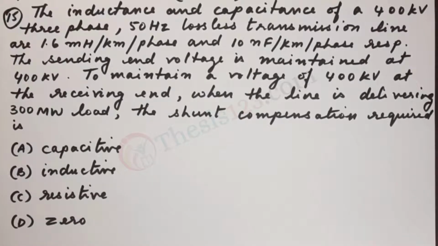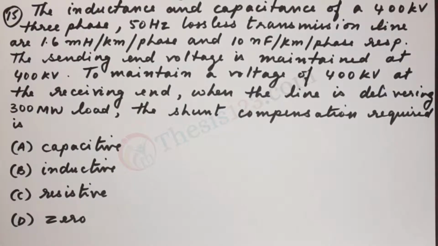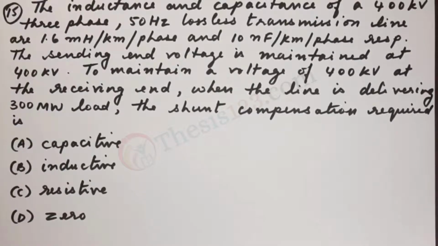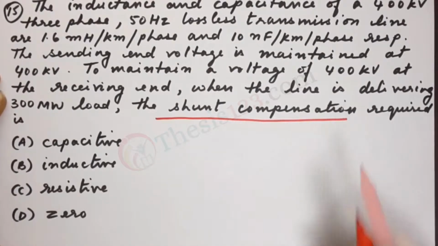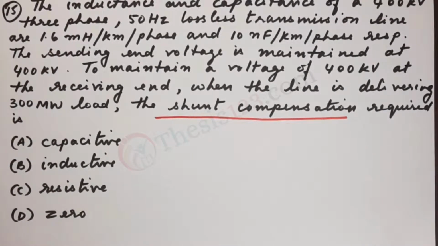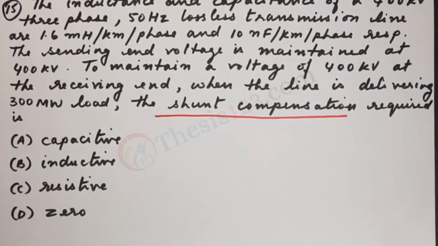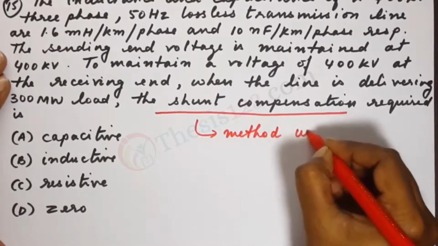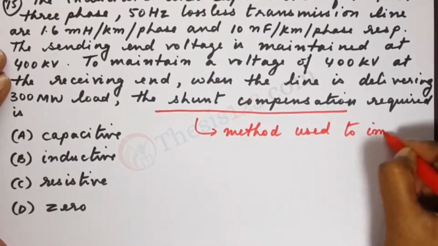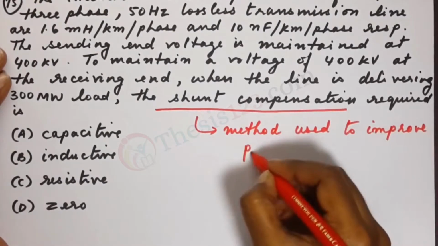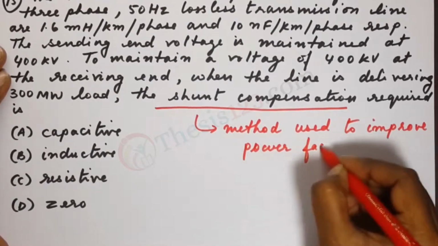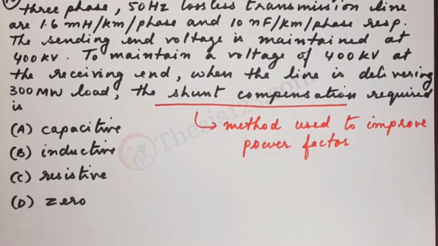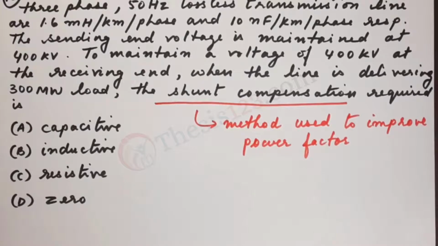Capacitive, B. Inductive, C. Resistive, or D. Zero. Okay, so first you will have to understand what shunt compensation is. Shunt compensation is a method that's used to improve the power factor. So that's the basic definition. It's just a method used to improve the power factor. The closer the power factor is to unity, the best that it can get.